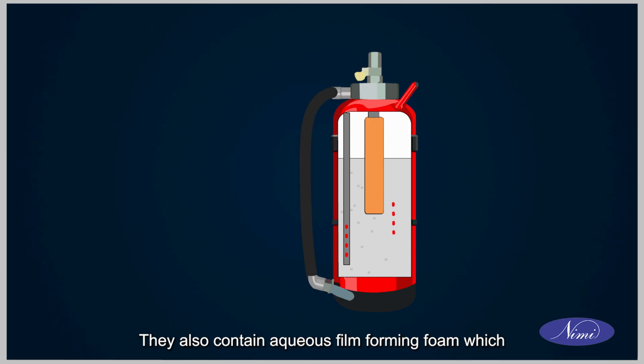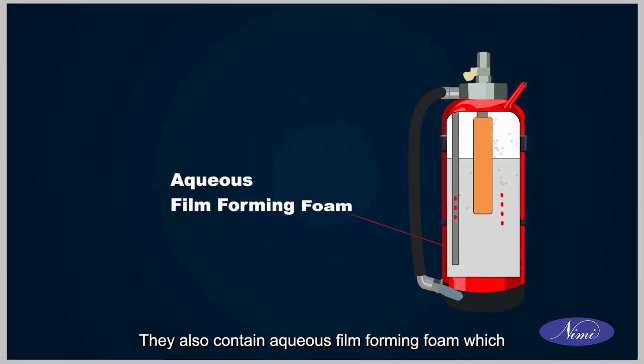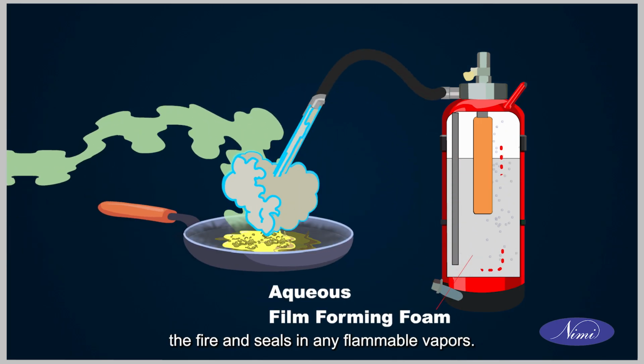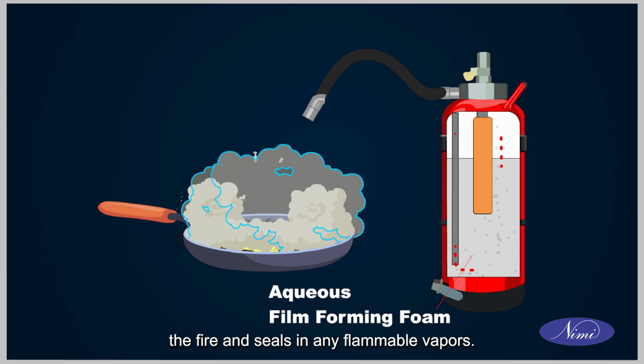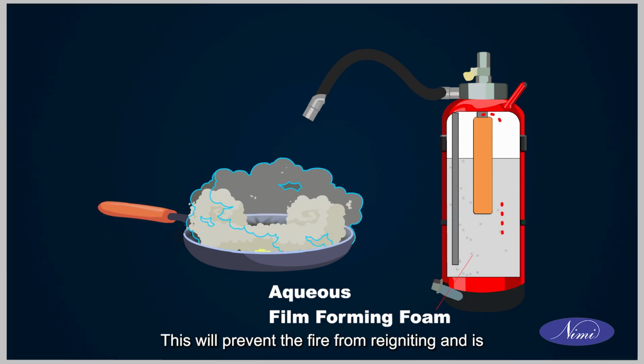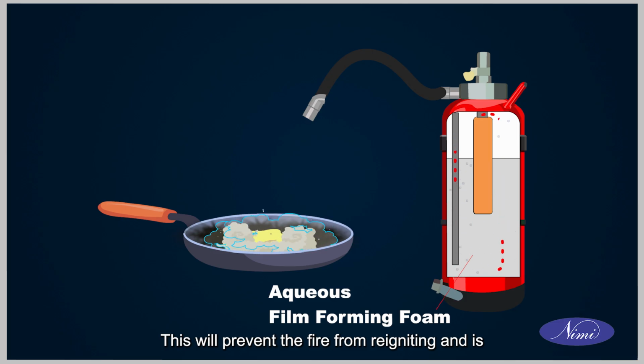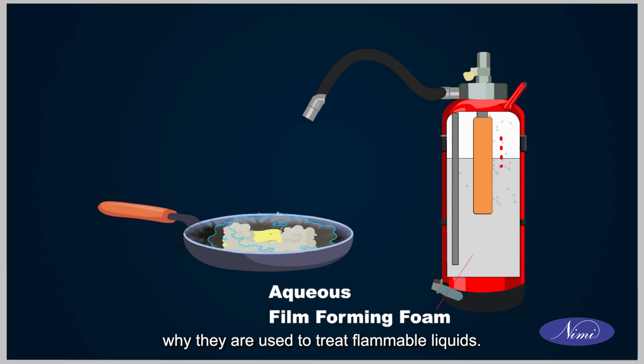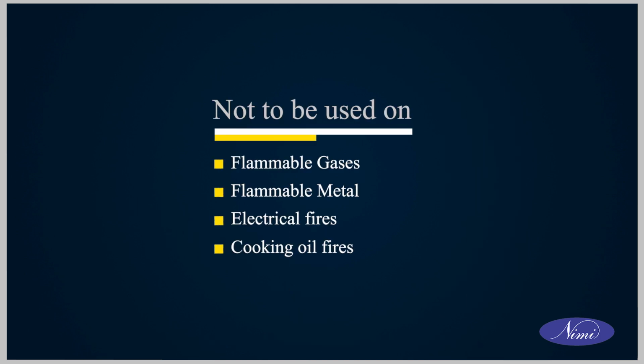They also contain aqueous film-forming foam which smothers the fire and seals in any flammable vapors. This will prevent the fire from reigniting and is why they are used to treat flammable liquids. This is not to be used on flammable gases, flammable metal, electrical fires, and cooking oil fires.